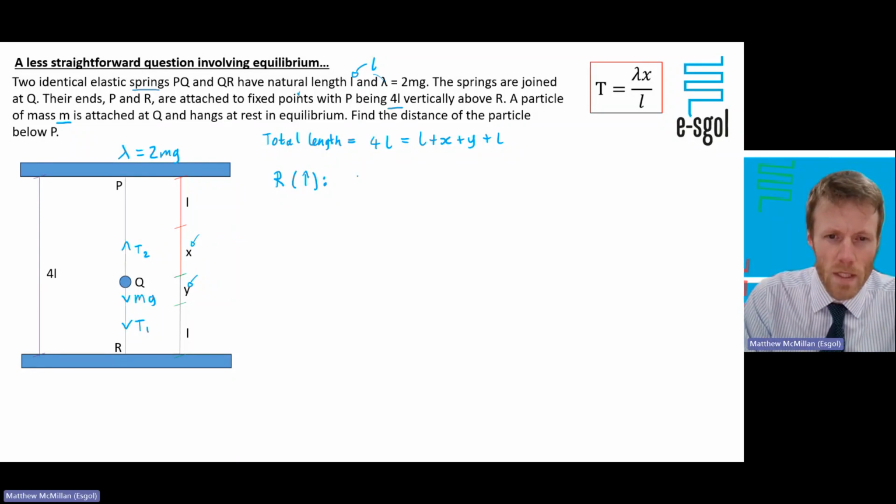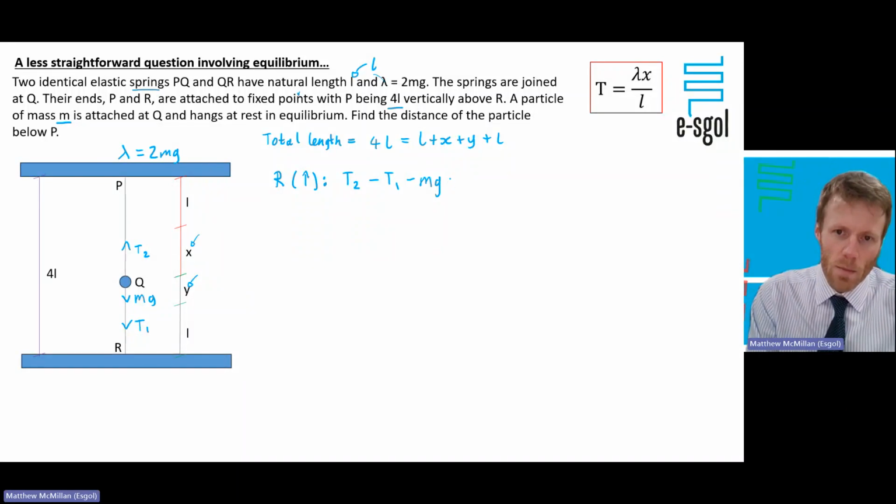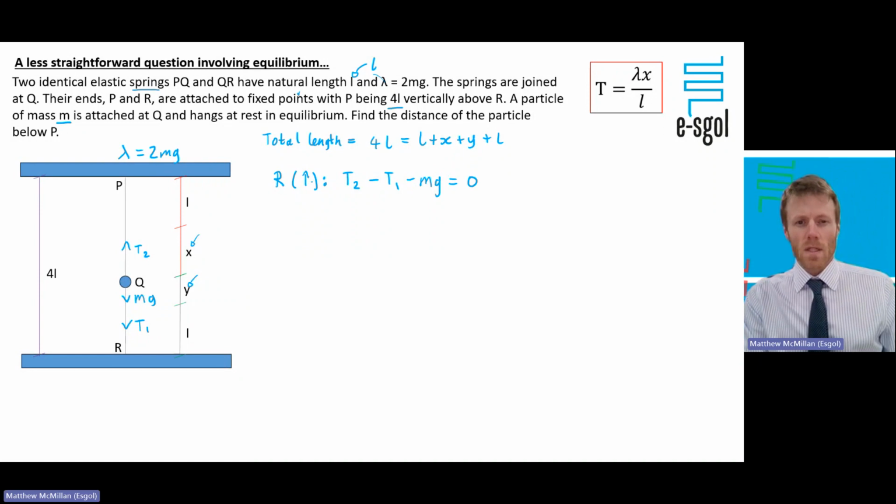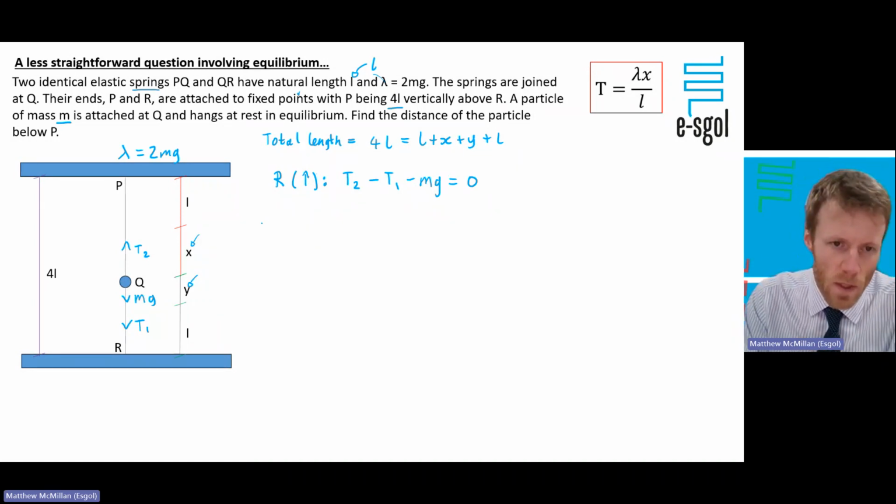So if I resolve this now, I've got T2 acting upwards. Then downwards, I've got T1, so that must be negative, and also downwards, I've got mg, so that must be negative. Because it's in equilibrium, this must equal 0. So that's another batch of marks that I might be able to achieve.